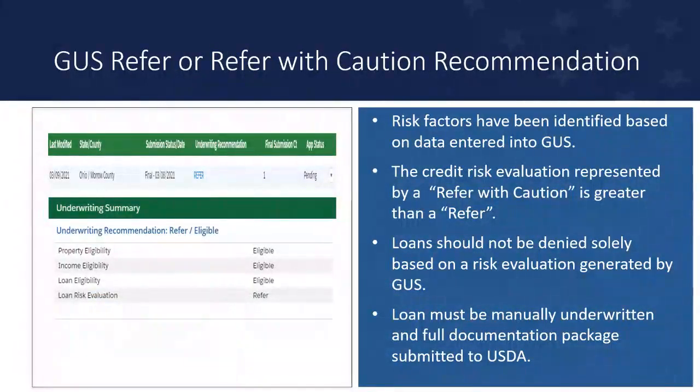A GUS refer is not a reason to deny the loan. It just means that GUS has identified some risk factors. So you'll want to review the findings to determine whether the borrower actually qualifies for a loan with Rural Development. A refer or refer with caution file is a manually underwritten file that must be fully reviewed by Rural Development. Therefore, a full documentation package must be submitted. And then just remember, we only review the file; the lender's underwriter underwrites it. So be sure to document anything that we need to see or review.